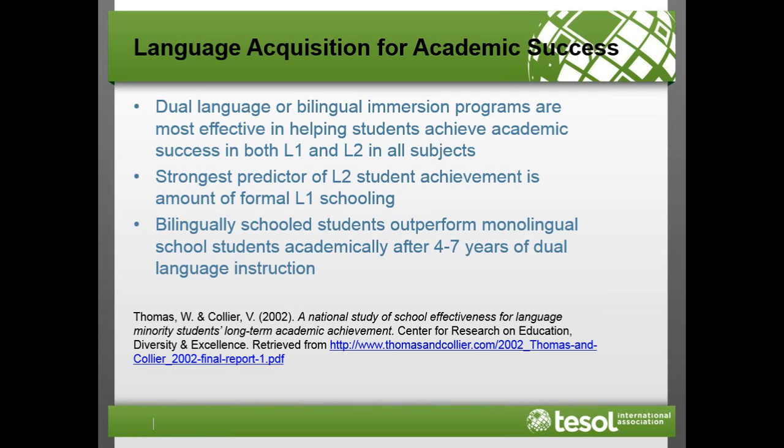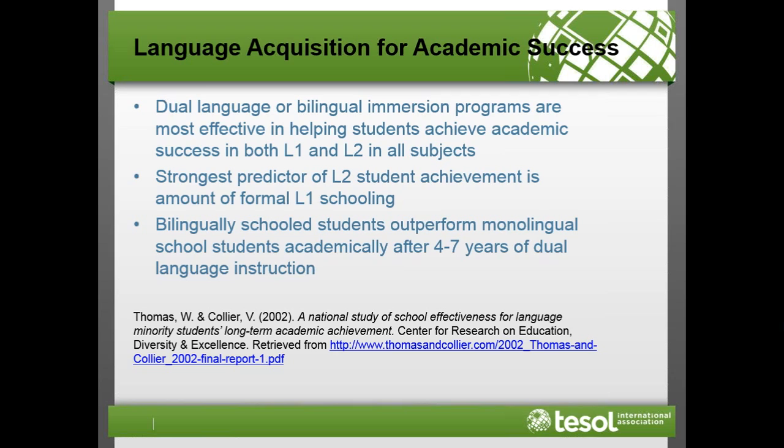And now language acquisition for academic success, summarizing some more recent work by Thomas and Collier, these same researchers, in terms of academic programs. And this is the last slide we'll look at today: dual language or bilingual immersion programs, where kids are learning for part of the day in English and part of the day in the home language, are really the most effective in helping students get to academic success in both languages, which is what we really want to do, is encourage bilingualism and multilingualism.